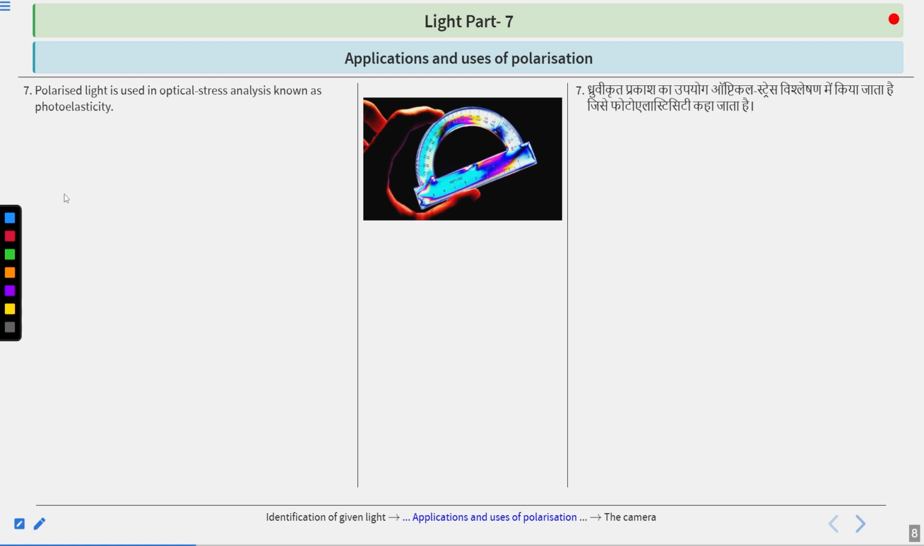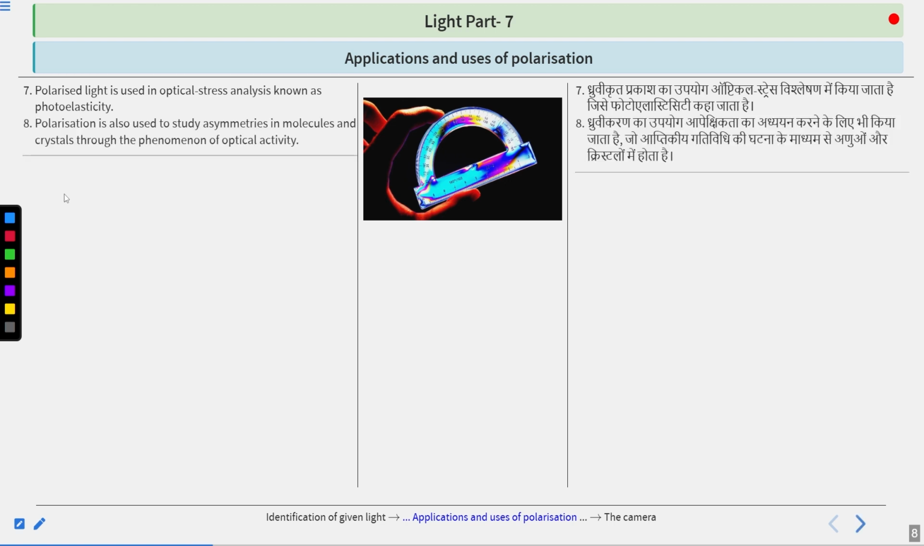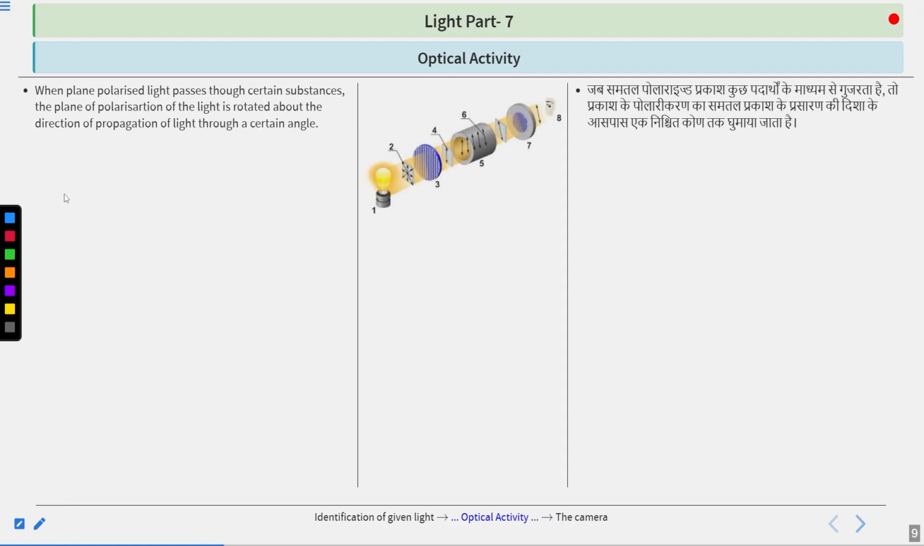Polarized light is also used in optical stress analysis, known as photoelasticity. Polarization is also used to study asymmetries in molecules and crystals through the phenomenon of optical activity. Now, what do we mean by optical activity? Let's discuss this also.